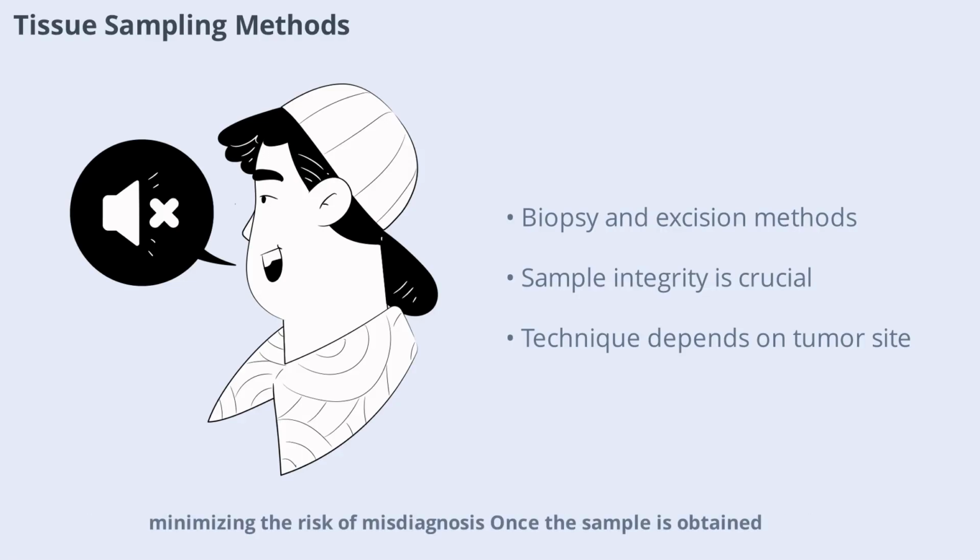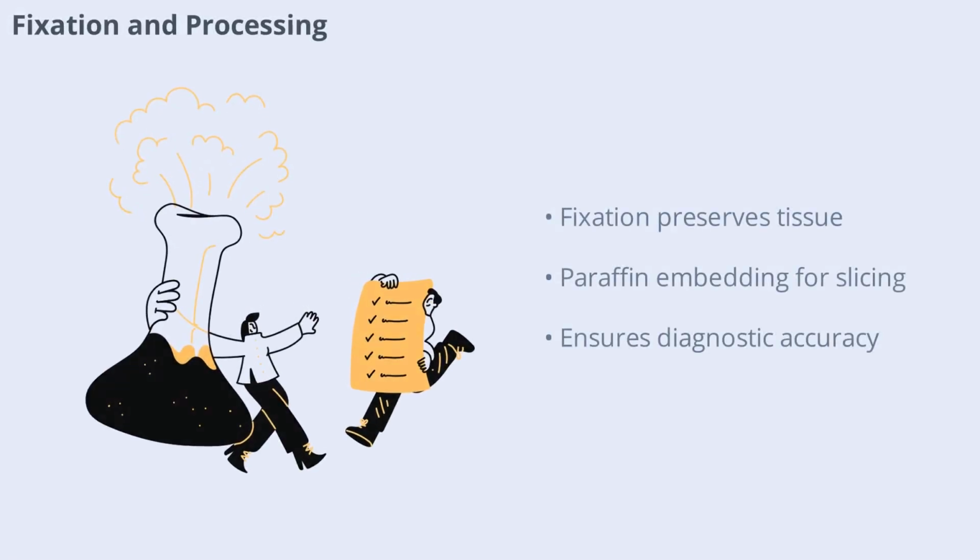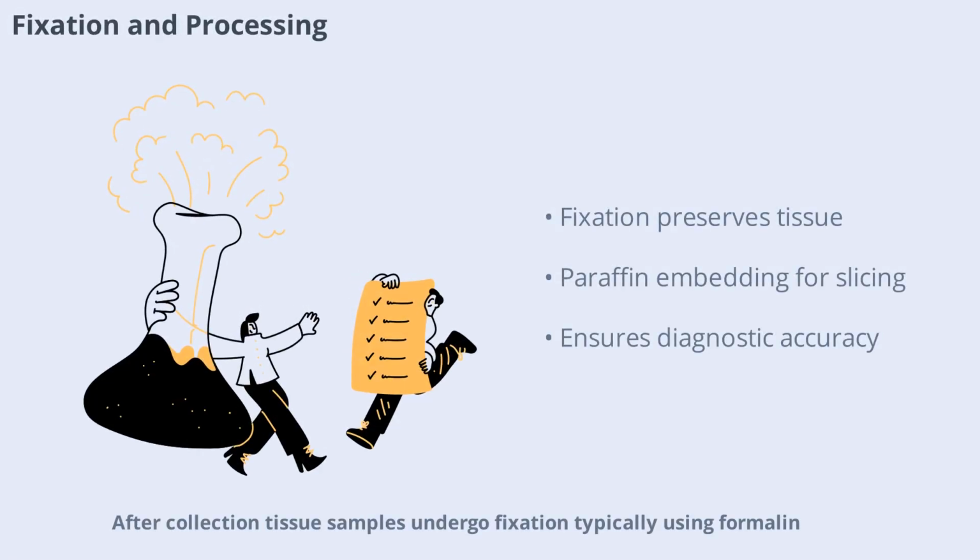Once the sample is obtained, it's carefully preserved to maintain cellular integrity for further examination. After collection, tissue samples undergo fixation, typically using formalin to preserve their structure and prevent decay. This step is critical because it locks cellular components in place, allowing for detailed microscopic analysis later.